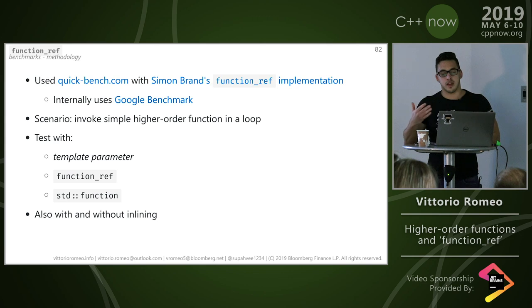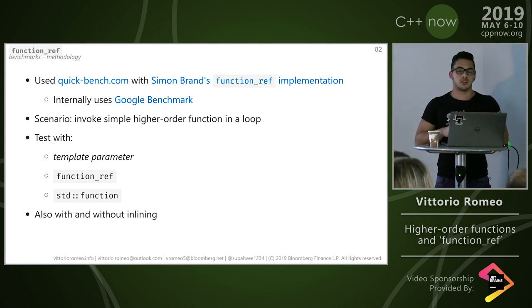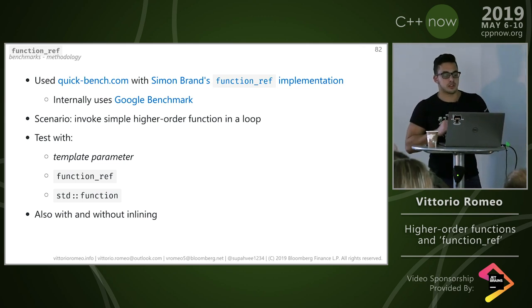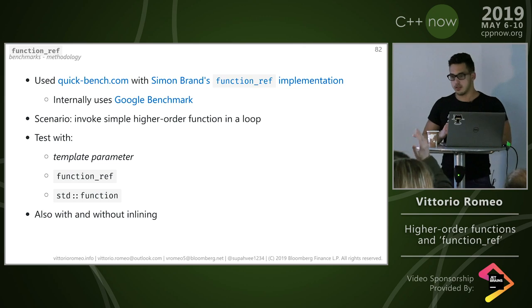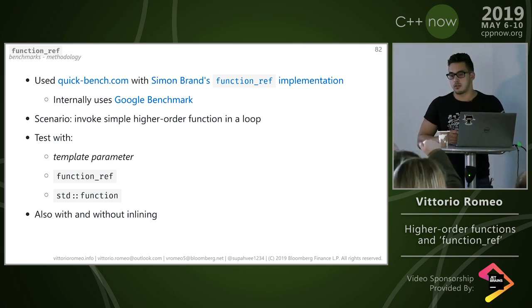And it was just trying to measure how much overhead the abstraction that we're using has. So the actual body of the thing is very trivial. So I tested with a template parameter, function ref, std::function, with and without inlining. Yep. Did you compare that if you call the function directly or through a ref in Godbolt or the assembly?